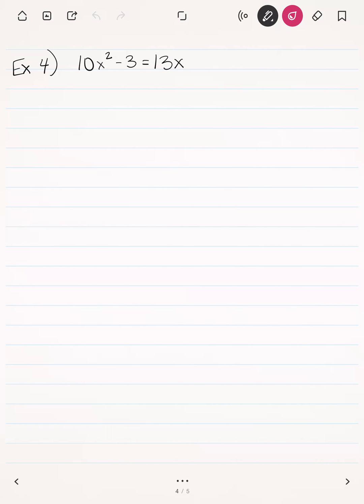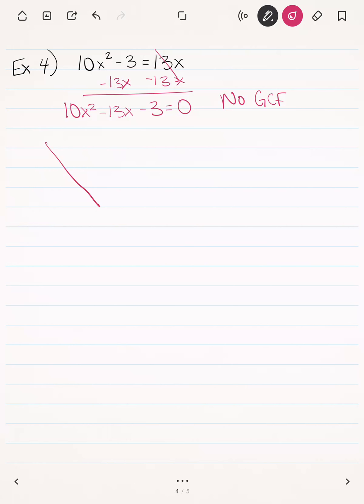Okay, example number 4. I have 10x squared minus 3 equals 13x. Okay, again, I need to get all my variables to one side. So I subtract 13x, subtract 13x. No like terms to combine with the 13x. So I leave it as 10x squared minus 13x minus 3 equals 0. I go straight to the x in the box. There's no GCF, so I'm going to write that so I remember I checked for it. No GCF. So x in the box.